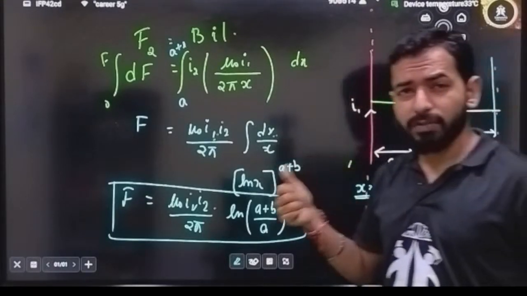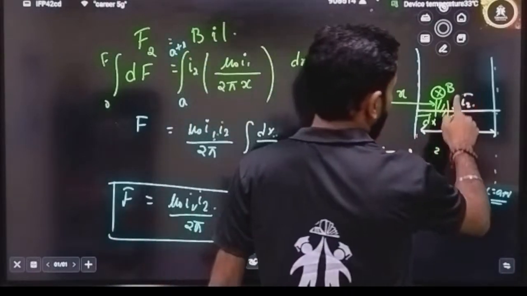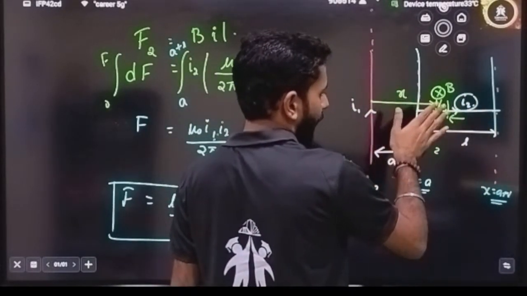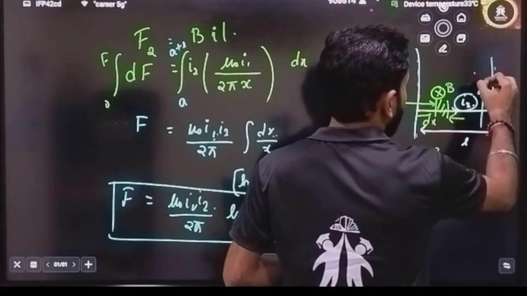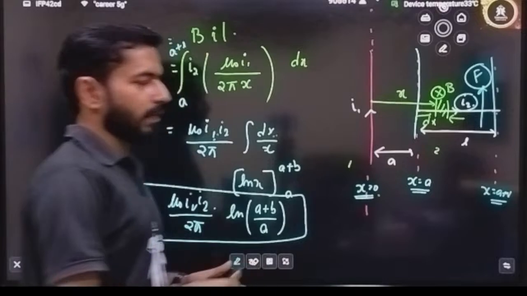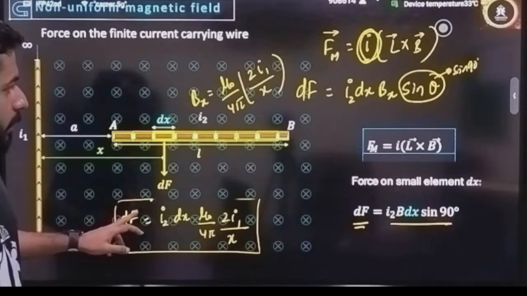And if I ask you what is the direction of this force, how will we tell it? Let's suppose this is the current, so what will we be doing? I cross B. What is the direction that you are getting? This will be the direction for the force. Correct? Clear? Everything? Very good.